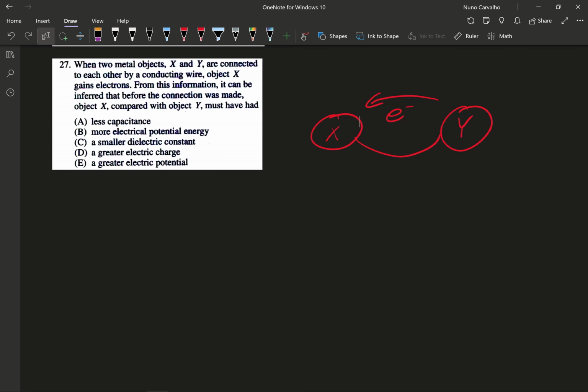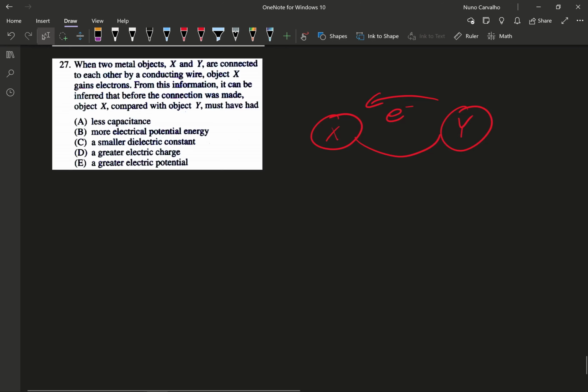From this information, it can be inferred from before the connection was made, object X compared to object Y must have had... And this is actually a question where I think it's easier to just get to the right answer and then hope that it's in our answer choices than to try to eliminate each one. I think you'd spend too much time thinking about it.